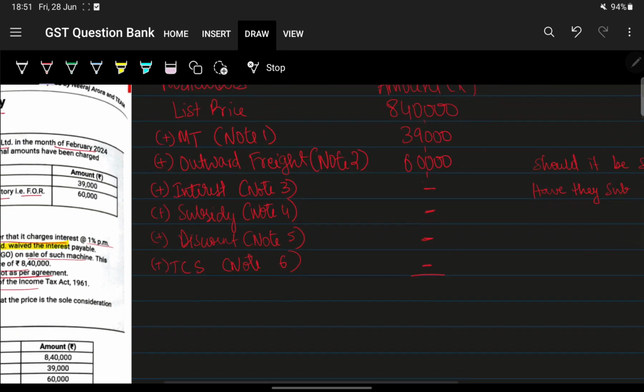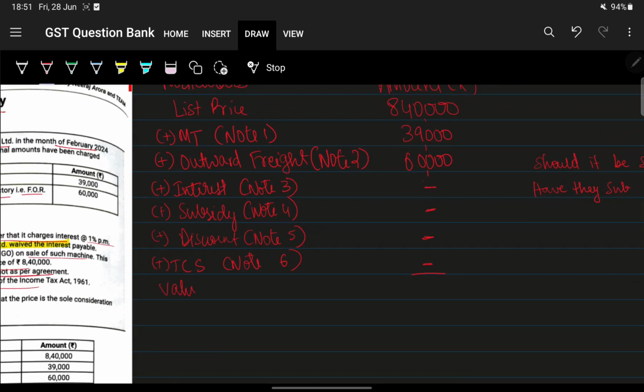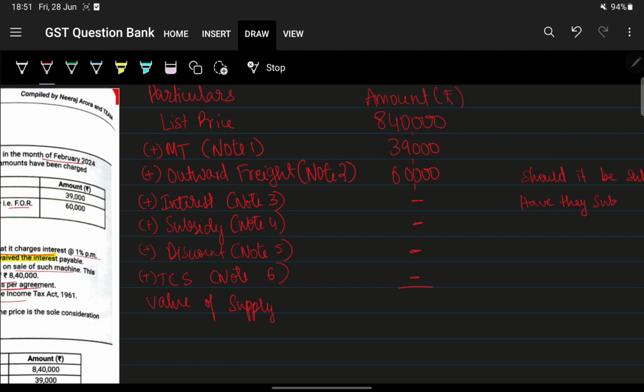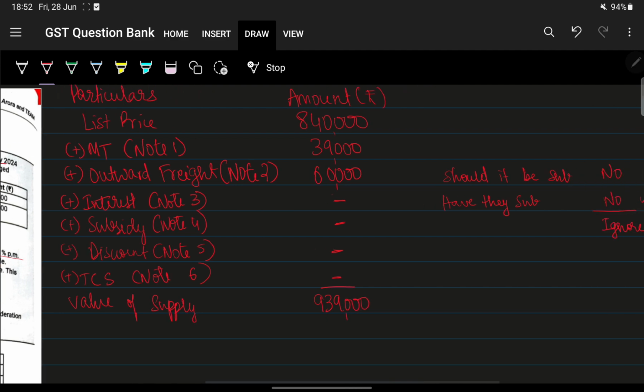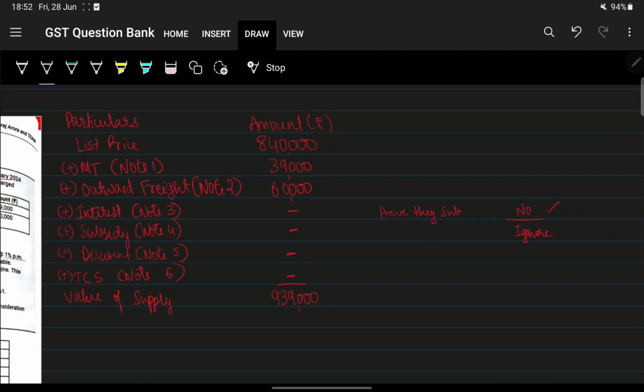So what is the value of supply? The value of supply is 8,40,000 plus 39,000 plus 60,000, that comes up to 9,39,000. Which is simple, right? Now we'll just start writing the notes.